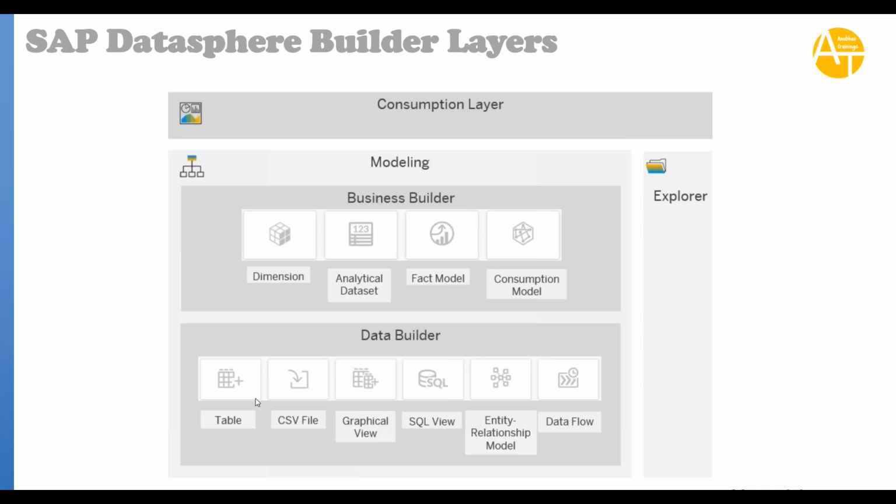You can see in the data builder layer we have different options like table, upload, graphical view, SQL view, entity relation, data flow. And in the business layer we have dimension, analytic dataset, fact model, and consumption model.